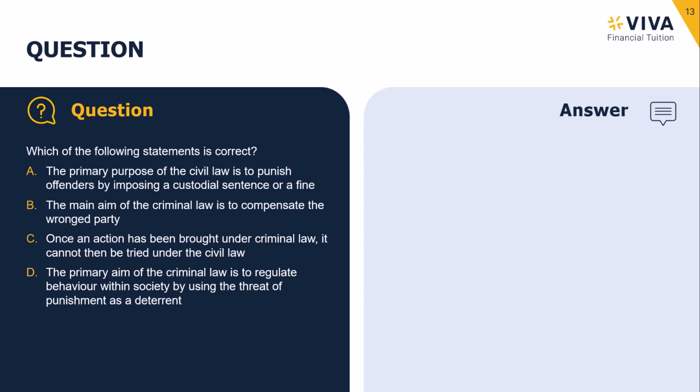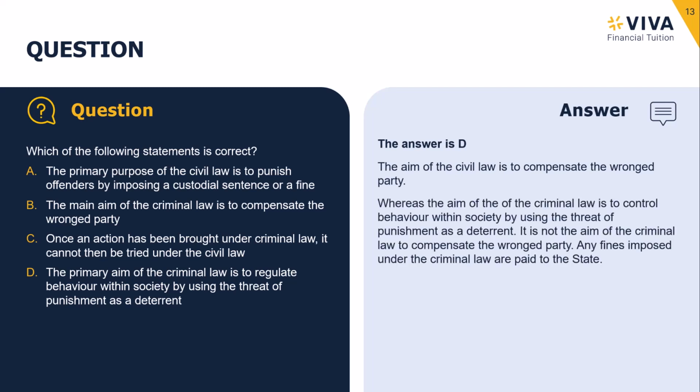Okay, so the answer we're looking for again is D. The aim of civil law is to compensate the wronged party. So that's civil rather than criminal. Criminal is to punish. So the aim of criminal law is to punish people, to control behaviour in society. With civil law, we try to compensate the wronged party. So criminal law is not compensation, it's punishment.